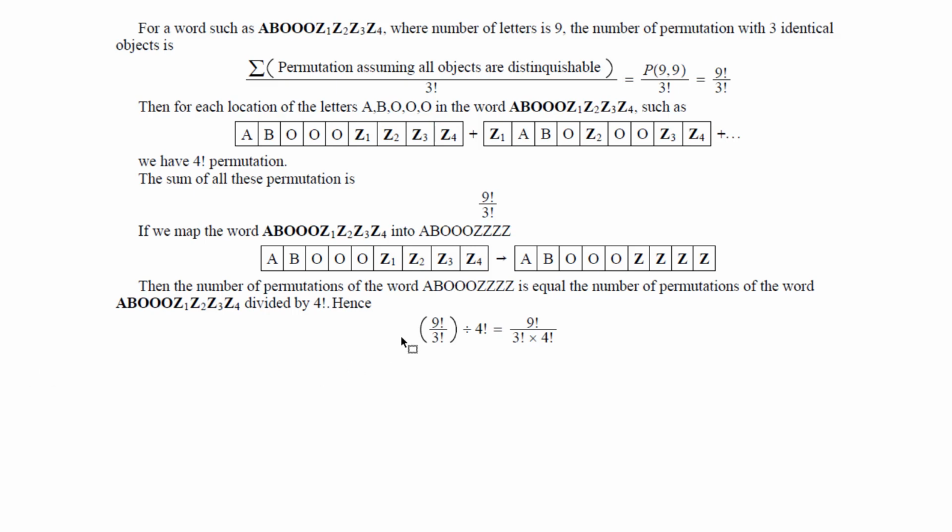So in such case, the number of permutations of this word here is going to be 9 factorial divided by 3 factorial, and all of that divided by 4 factorial. In other words, it's the number of permutations of this word with 4 different Z's divided by the permutations of these 4 Z's, and in such case we get the number of permutations of this word with 4 similar Z's.